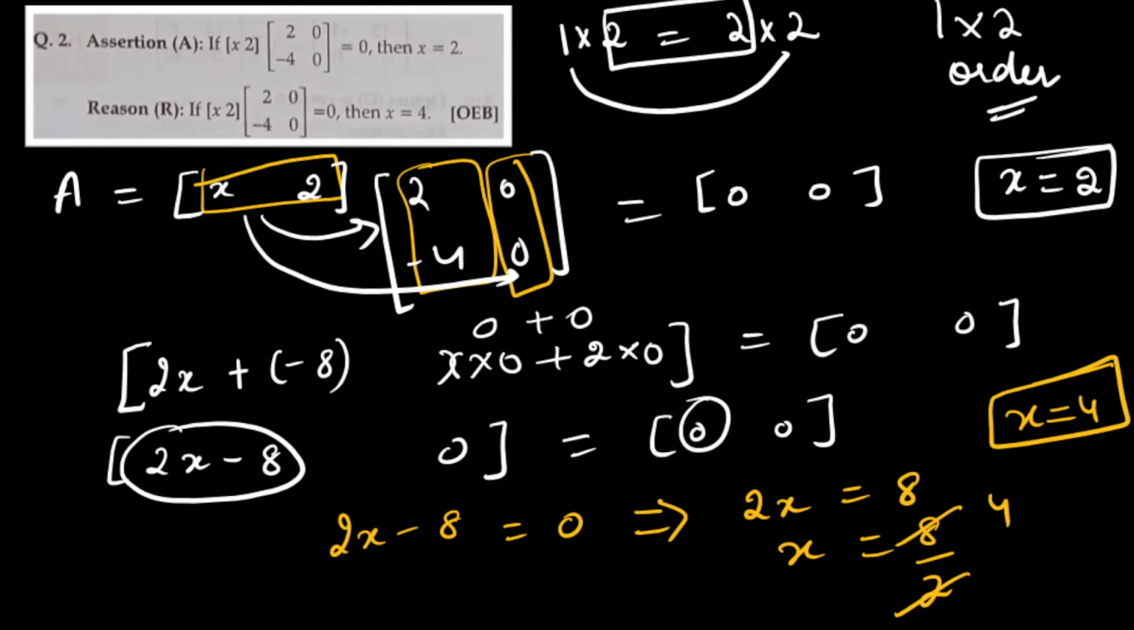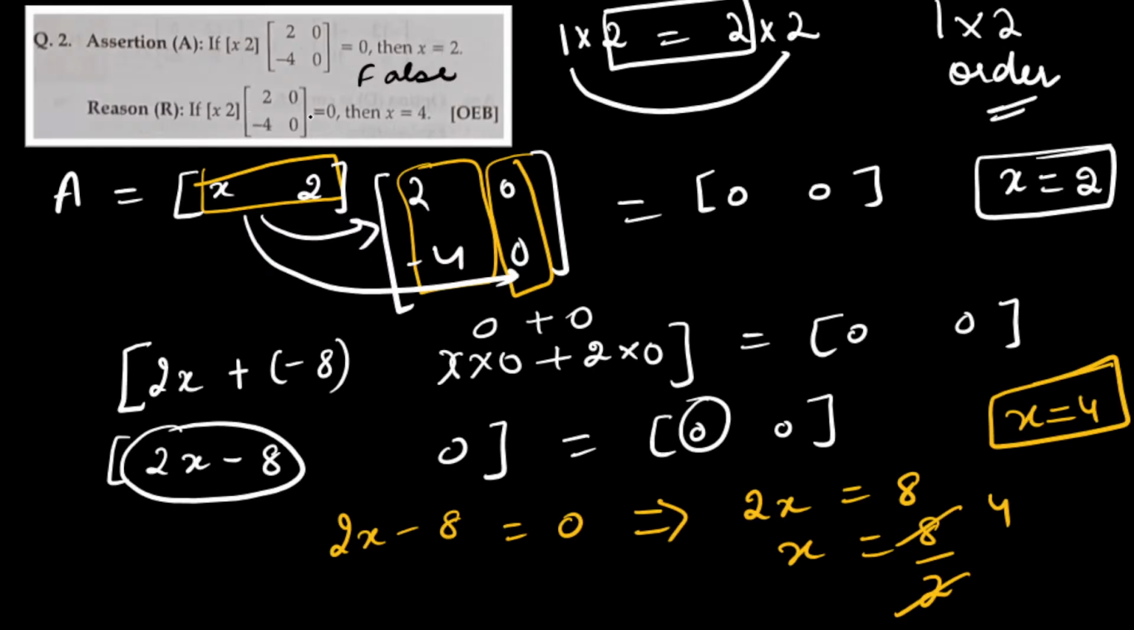So without solving, we can't tell. I can see many of you told A is true. You have given me in the comment section that A is true. See, assertion and reason type questions are very, very logical. You have to solve it and only then you can decide whether it is true or false. So A is false. We are not getting x as 2, but we are getting 4.